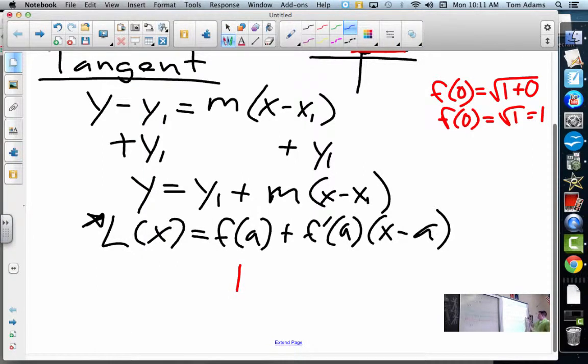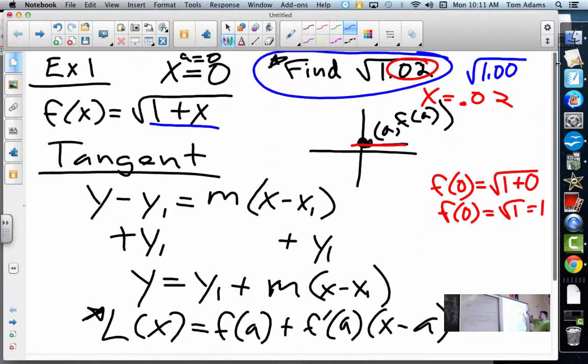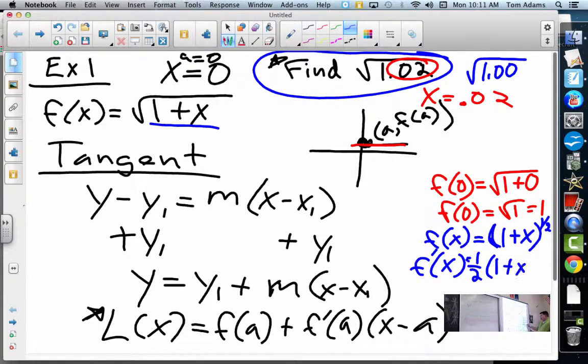And then f prime, this is the tricky part. If that's f of x, we got to figure out what f prime is. So if f of x is equal to the square root of this stuff, isn't that the same as 1 plus x raised to the 1/2? So then f prime would be 1/2 to the front, times the stuff on the inside raised to the negative 1/2, and then the derivative on the inside, which is just 1. And we don't need to write that down. You guys see what I did there?